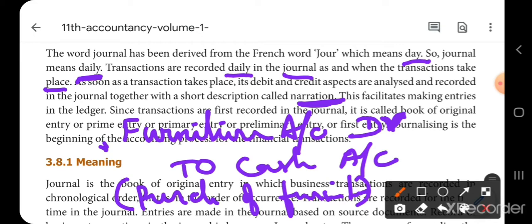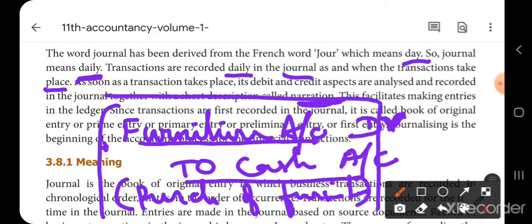Now here, what is coming in? Furniture, so you debit furniture. What is going out? Cash, so you credit cash. We'll see in detail later. Just for the time being, understand how the journal entries will look.